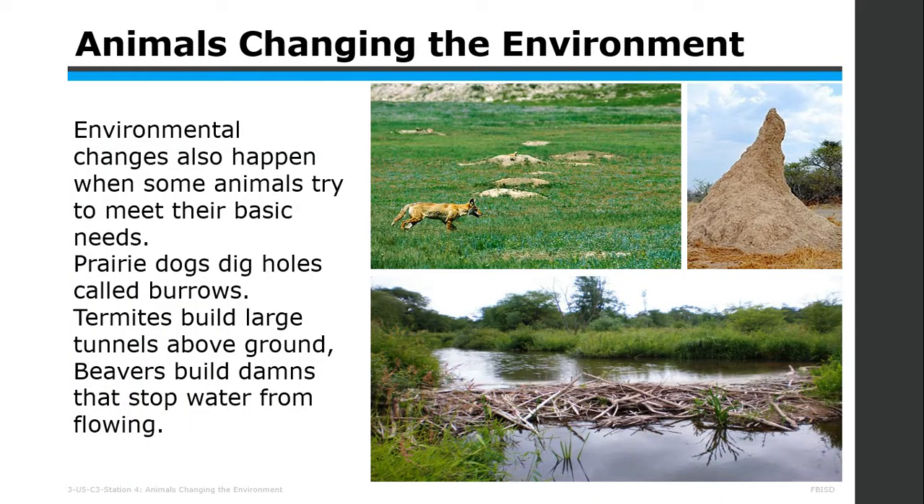Did you know animals can change the environment? Environmental changes also happen when some animals try to meet their basic needs. We have prairie dogs that are digging large holes underneath the ground called burrows. We have termites building a large tunnel above the ground. And beavers will build a dam across a river that will stop the water from flowing.